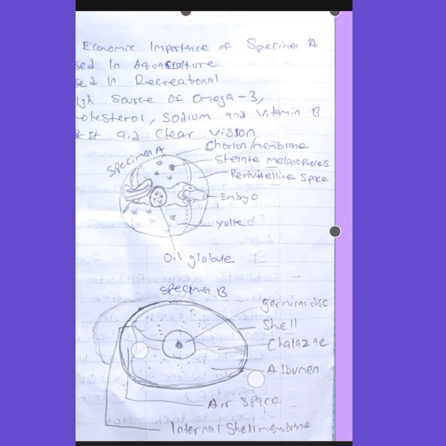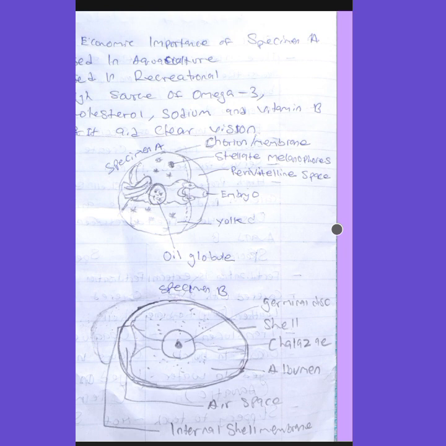This is the egg of a domestic fowl. Here is the air space. This is the germinal disc. Here is the shell. Here is the chalaza. Here is the albumen. You also have the inner shell membrane.